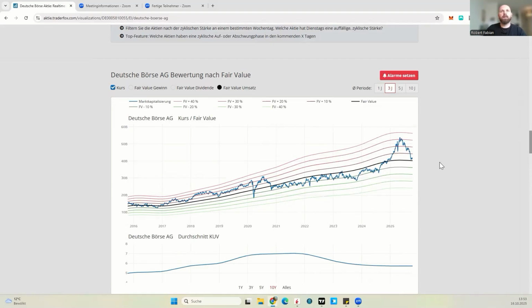So this is the second confirmation. We have 15 from 15 points, and we are close to the best fair value opportunity. So let's jump back on the chart.